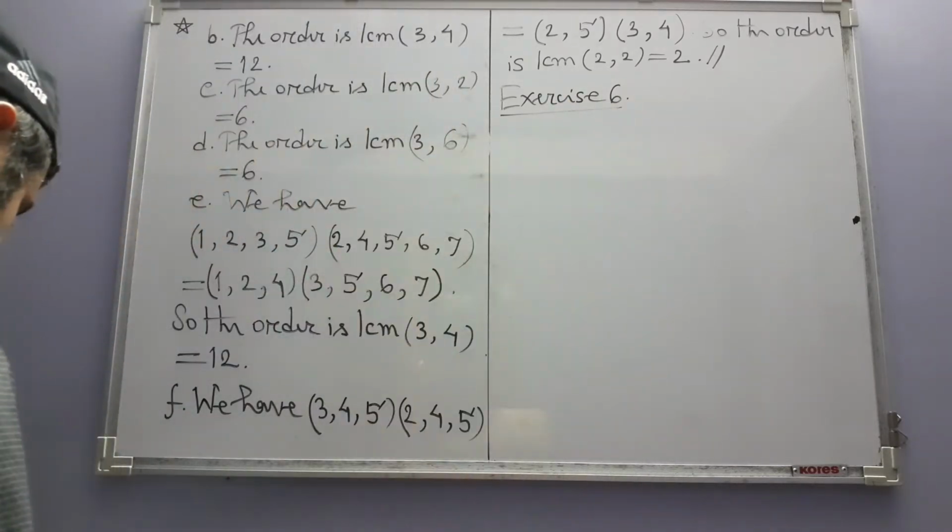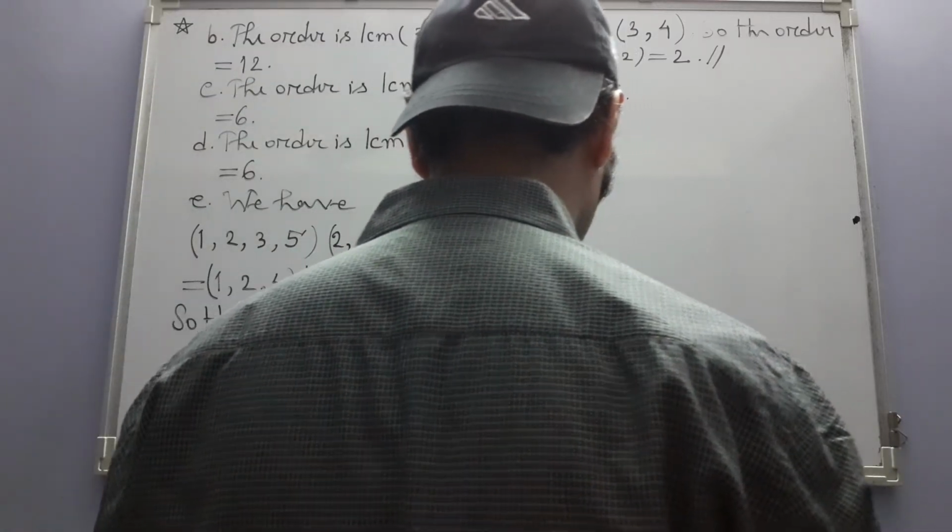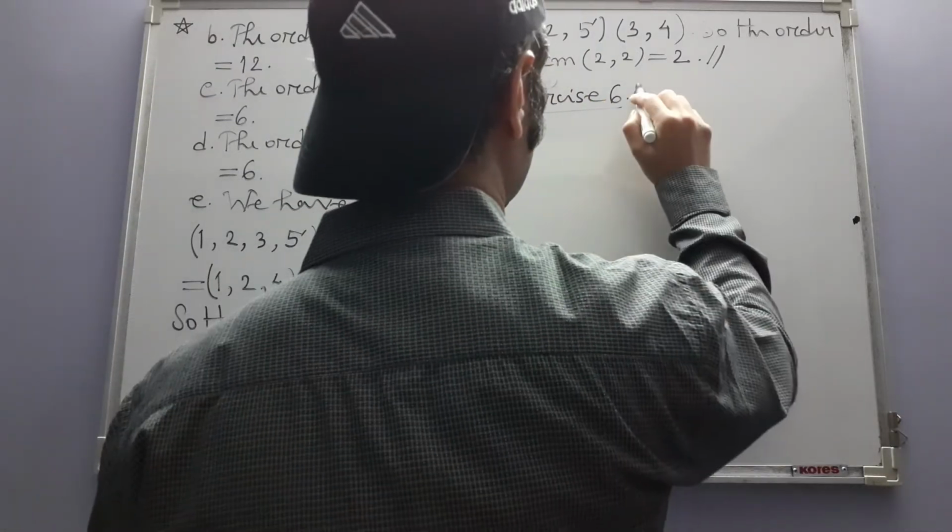Then 6. What is the order of each of the following permutations?